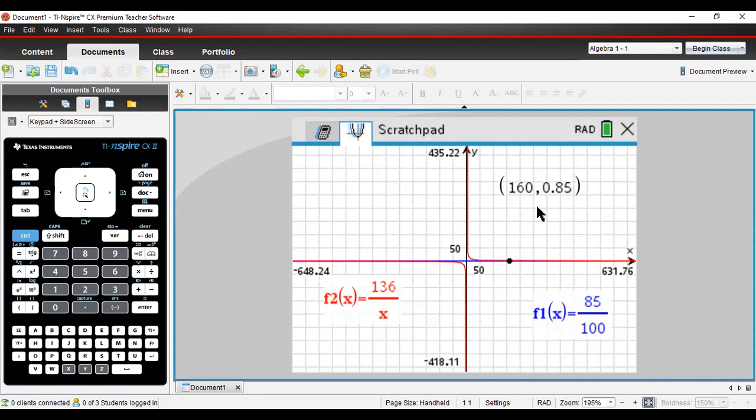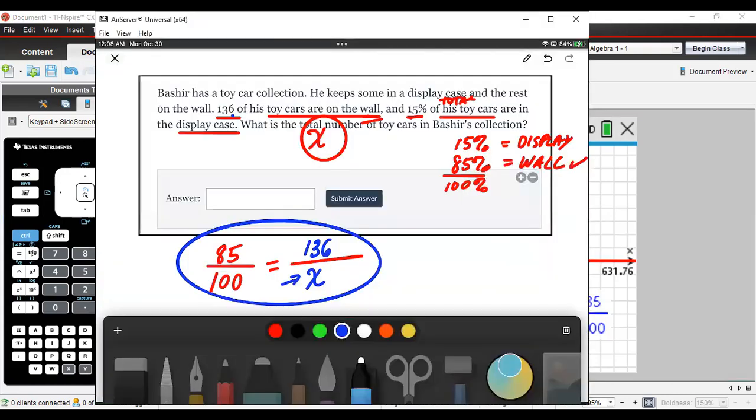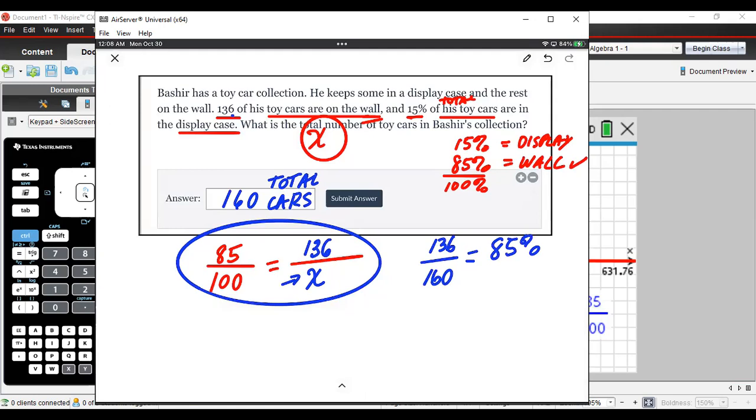So go to the iPad. That's what we write. We got 160 total cars. And if I do 136 over 160, that should be equal to 85%. And then if I do the difference, 160 minus 136, that'll be 24 over 160. That should be equal to 15%. This is the ones in the display. And this is the ones on the wall.